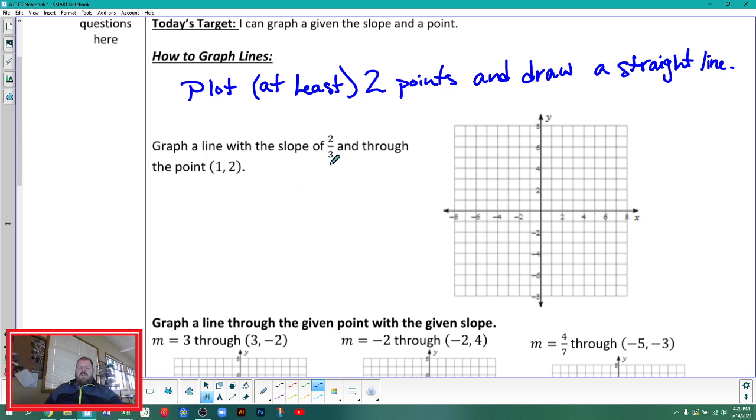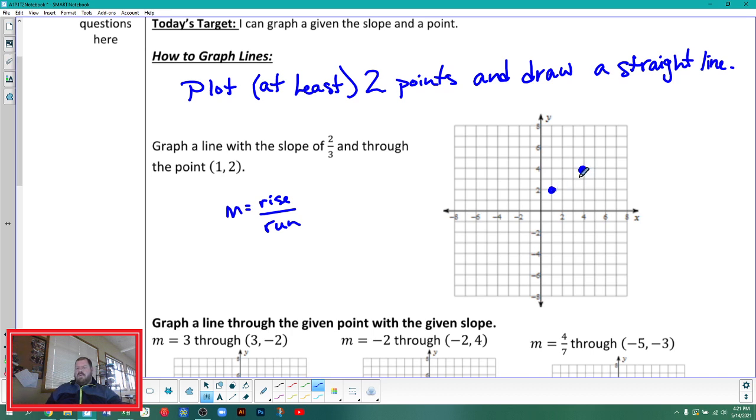So here we want to graph a line with a slope of 2/3. And again, slope means rise over run. So we're going to use that idea, through the point 1, 2. So the point 1, 2 is right here. And all I need to do is go up 2 and over 3, for a rise of 2 and a run of 3. Up 2 and over 3, and I put another point.